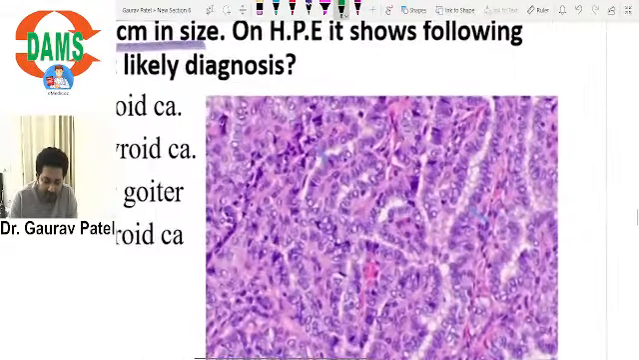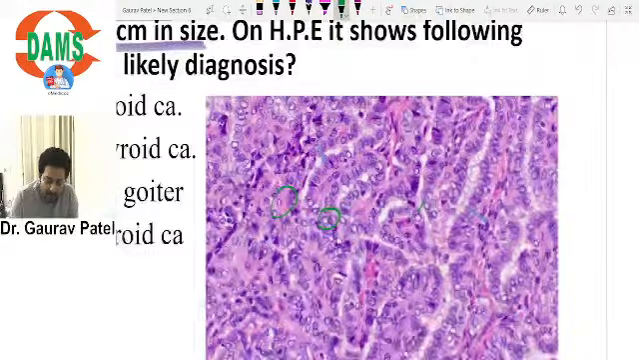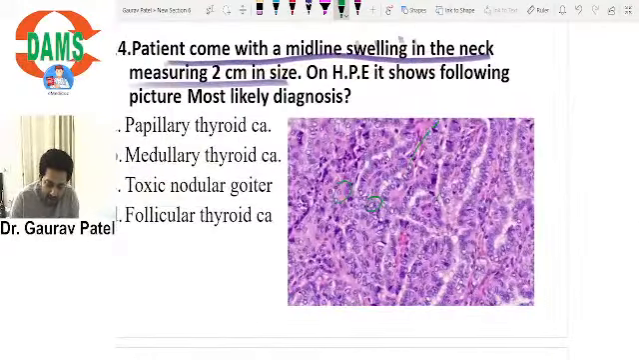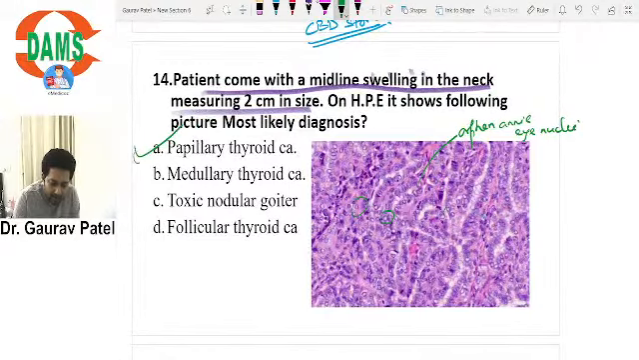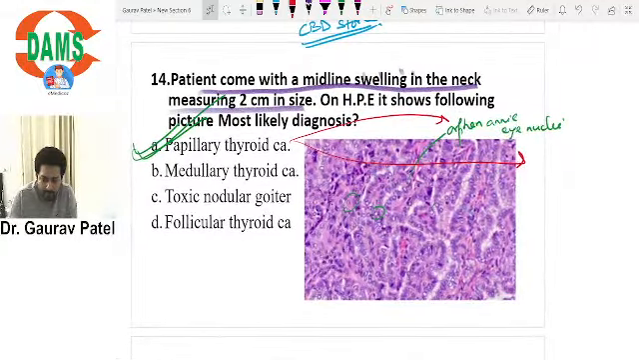Okay, if I enlarge this picture, you can see there are multiple cells which are empty, hollow cells, which are known as orphan Annie nuclei. So this is a papillary thyroid cancer. It is PTC. What other findings will you see in papillary thyroid cancer apart from orphan Annie nuclei? Anything else you can see in the histopathology?